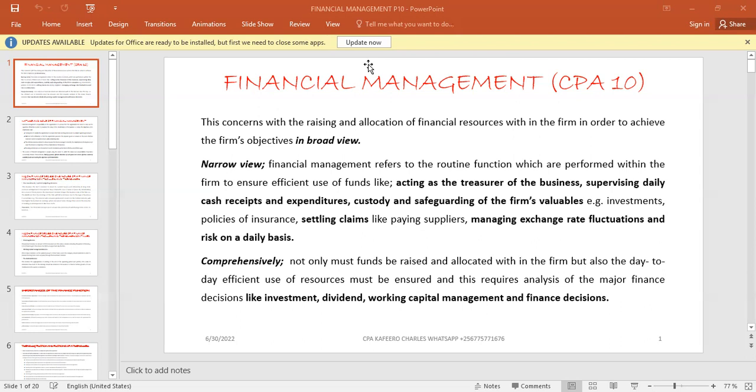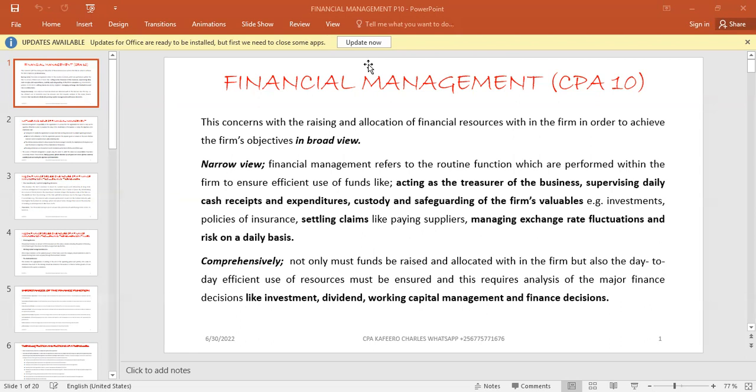We are trying to look at it in a broad view. The process of raising resources involves so many aspects. That's the financing decision part of the business, and even having got the money, you have to look for where you are going to invest it so that you can maximize the revenue and reduce the costs. That's why it is defined that way in the broad view.